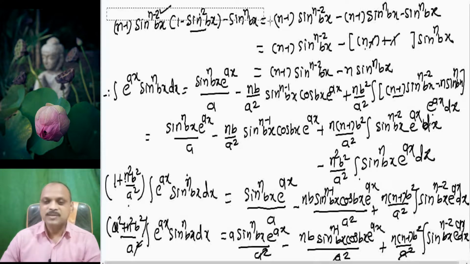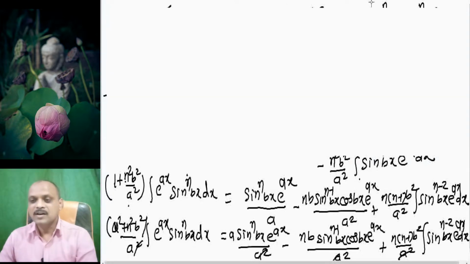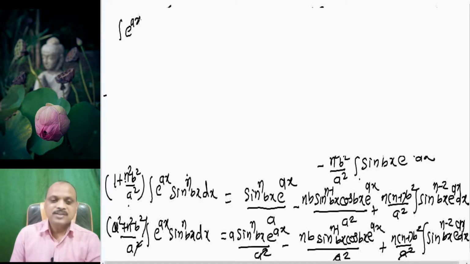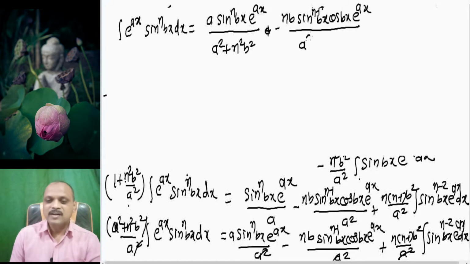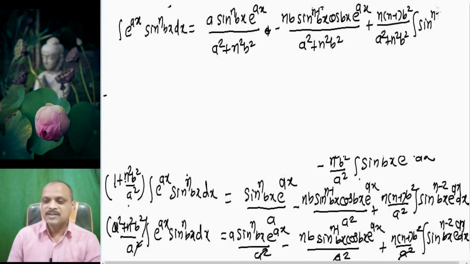Then if we transfer this term, we will get our required reduction formula for this integration of e raised to ax into sin raised to n bx into dx equal to a into sin raised to n bx e raised to ax divided by a square plus n square b square, plus minus n into b sin raised to n minus 1 bx cos bx e raised to ax divided by a square plus n square b square, plus n into n minus 1 b square divided by a square plus n square b square integration of sin raised to n minus 2 bx e raised to ax into dx.